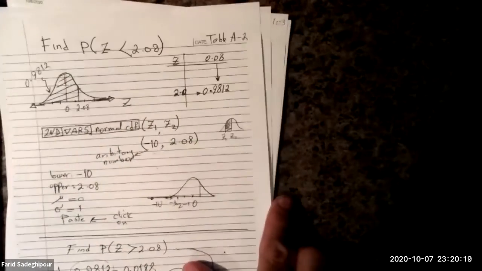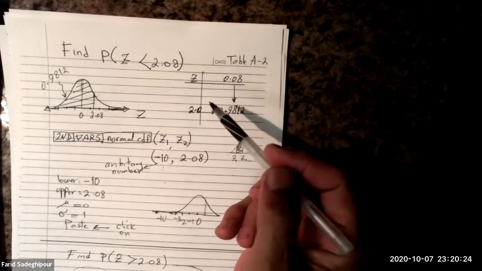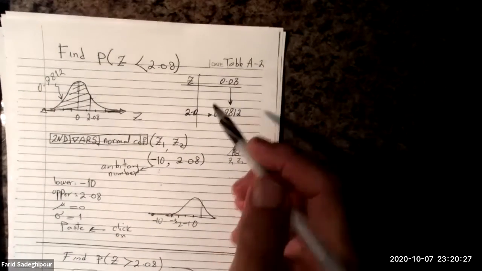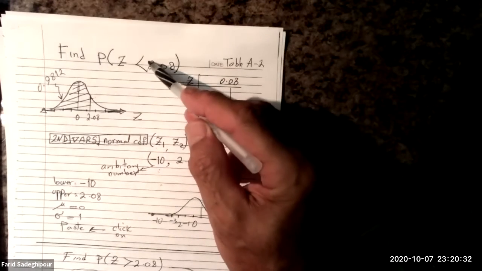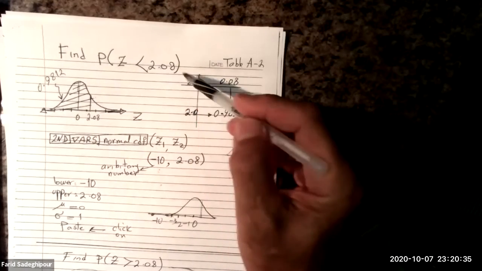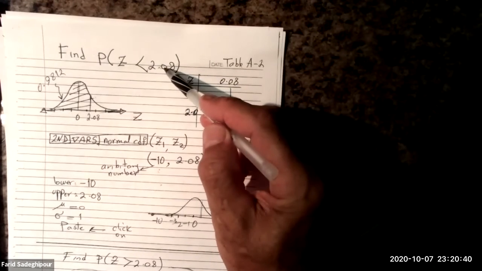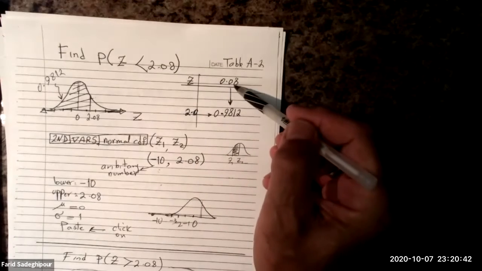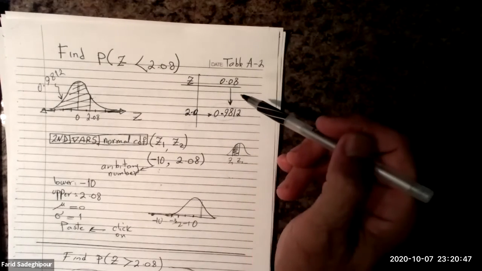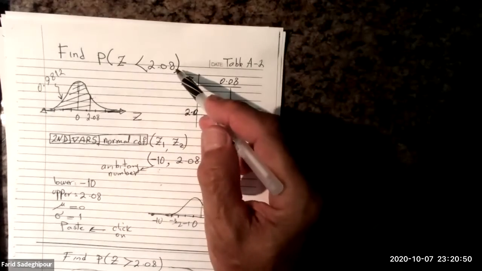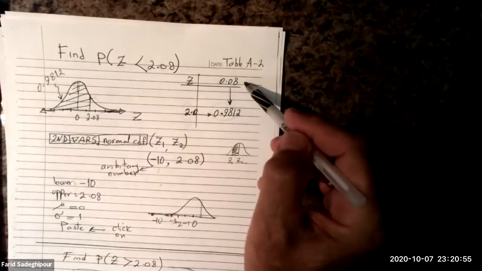Okay, examples. Let's say they ask us to find Z less than 2.08. What you do is, when they say 2.08, you take the very first number before the decimal, you find that here. And then after the decimal, you find 2 digits at the top of the table, and that gives you the area of 0.9812. So for 2.08, the whole number is here, the decimal part is on the top.